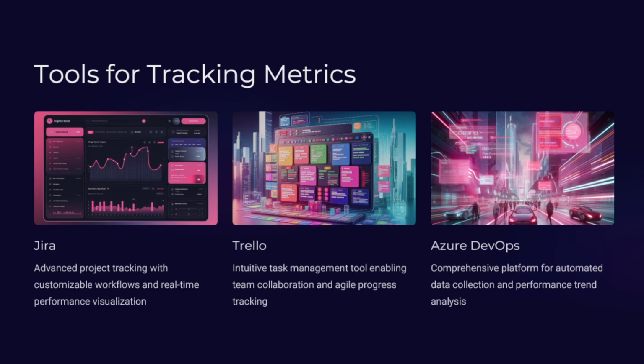Tools and techniques we have already seen in the previous session. Tools like Jira, Trello, and Azure DevOps can be used to track the agile metrics. These platforms offer real-time tracking dashboards that visualize performance trends effectively. Also, automation within these tools ensures accurate and constant data collection, enabling the team to focus on analysis and improvement.